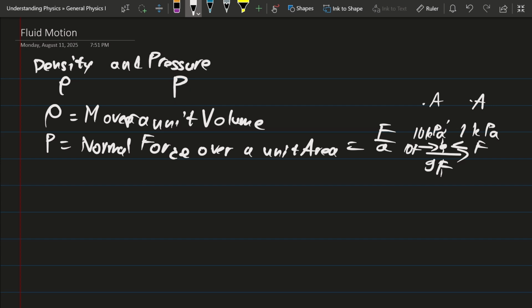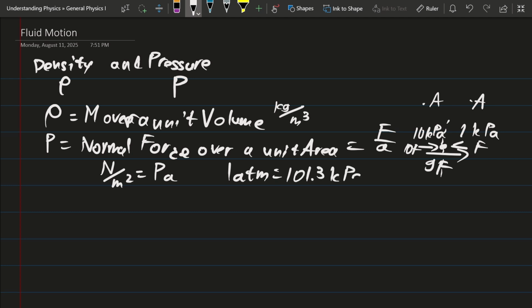So, what's the unit of pressure? For density, it is normally kilogram over meter cubed, but for pressure, it is normally newtons over meter squared, which is defined to be a Pascal. But people normally use another type of unit, which is called the atmosphere. So 1 atmosphere is equivalent to 101.3 kilopascals. This is the conversion factor that you need to use to convert atmospheres into pascals.